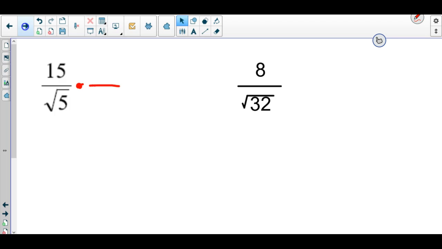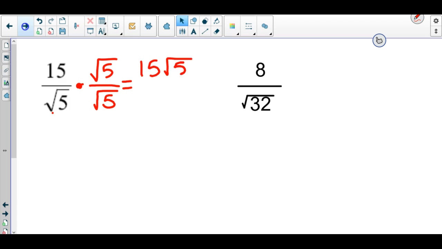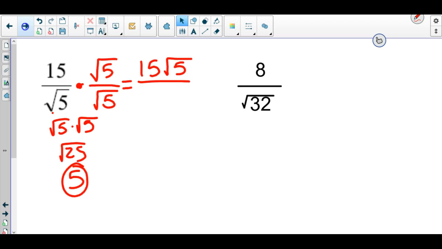Times our new fraction that has to be 1, which is just root 5 over root 5. On the top, we have 15 times the square root of 5. On the bottom, we have the square root of 5 times the square root of 5, which is the square root of 25, which is just 5. The square roots just go away, and you're just stuck with 5. That's the whole nice part of this whole process.